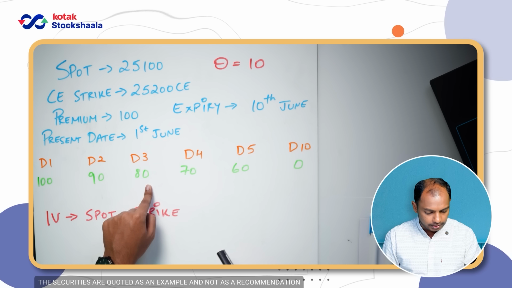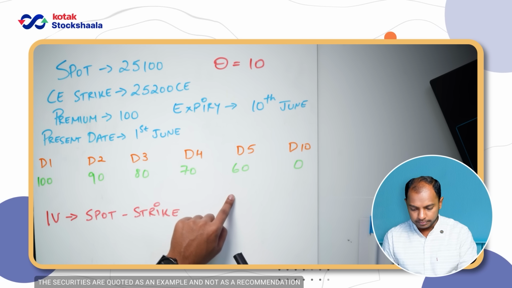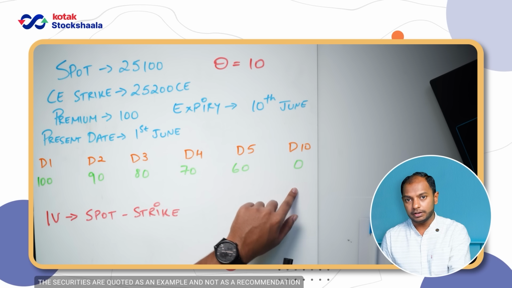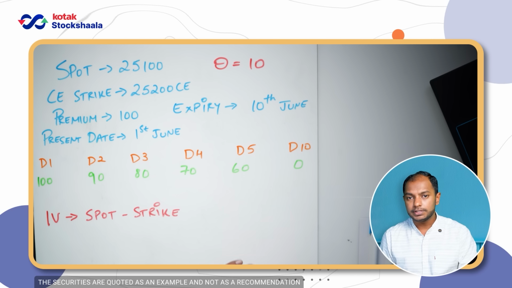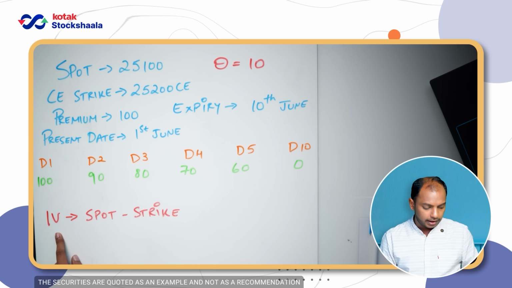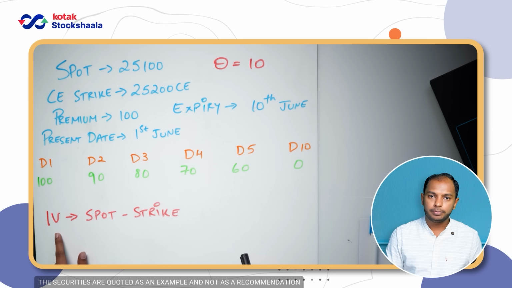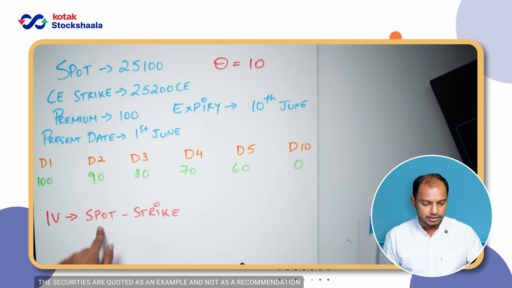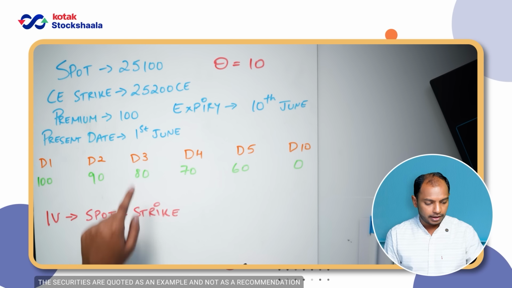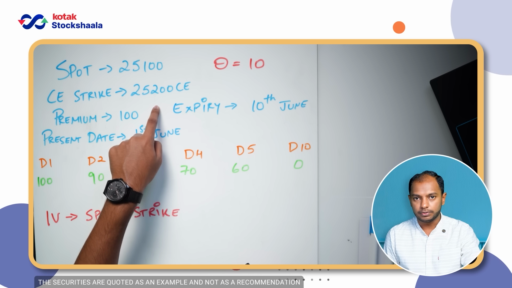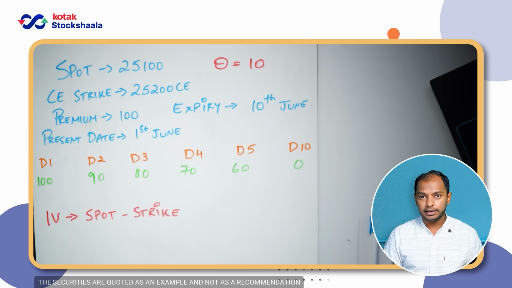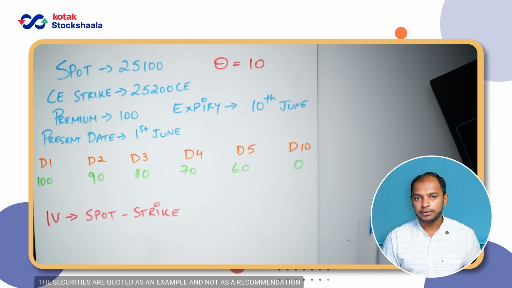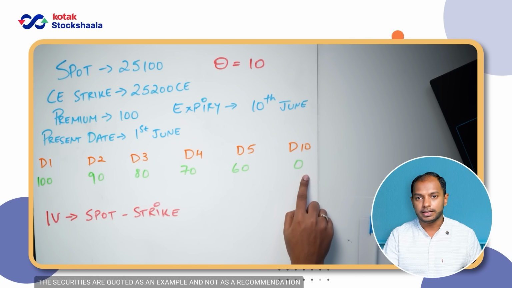And if you go to day 3, it has gone to 80 and so on. And on day 10, it has become 0 rupees. It has become 0 because the intrinsic value of a call option is calculated by spot price minus strike price. Here spot price is 25,100, whereas the strike price is 25,200. Since that is a negative value, intrinsic value can never be negative, and in that case, intrinsic value is 0, and hence the premium has become 0 as well.